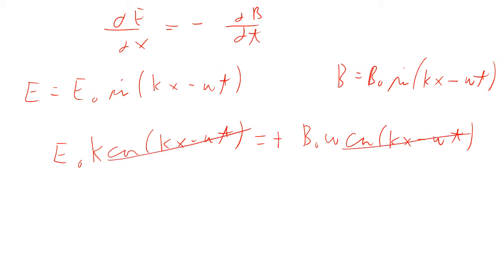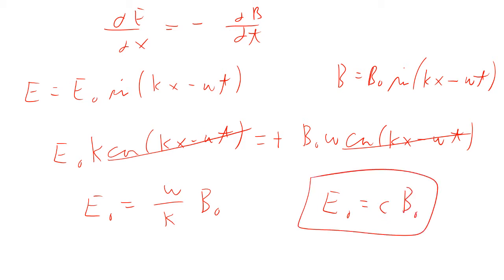Those two are both on the same side. And so we look at this and say, wait a minute, E naught equals omega over k times B naught. Omega over k is equal to the speed of light, c, the wave speed. So E naught equals c B naught. In a light wave, you have simultaneous electric and magnetic fields, and they are related to each other precisely as E naught equals c B naught.